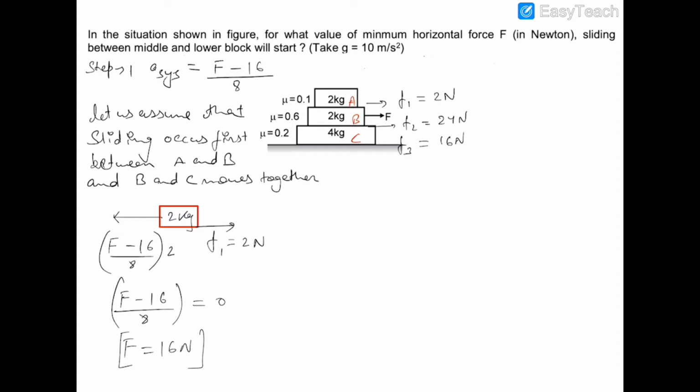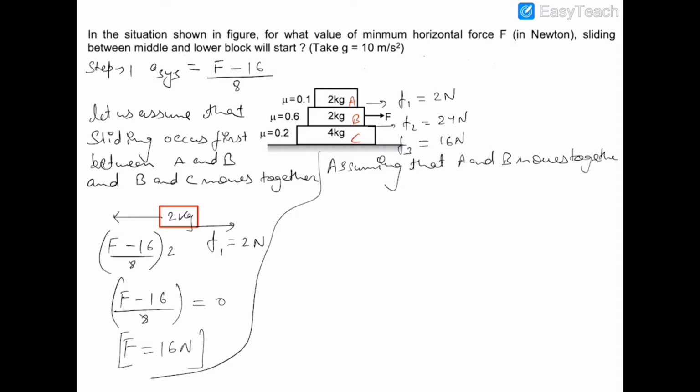Now another case I'm considering, assuming that A and B move together and sliding occurs between B and C. A and B are moving together and sliding is occurring between B and C, and I need to find out the value of force for this condition.